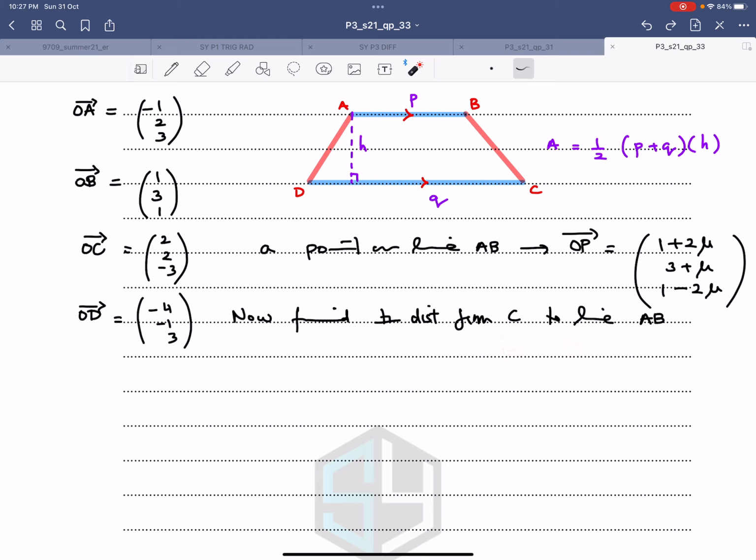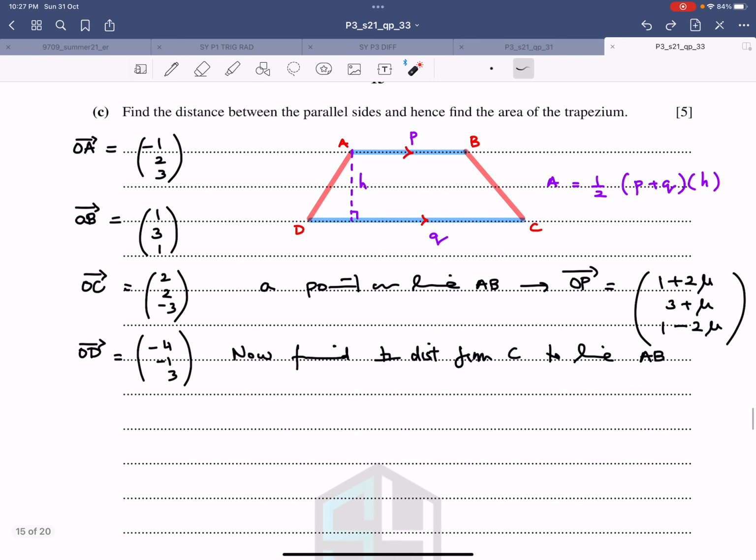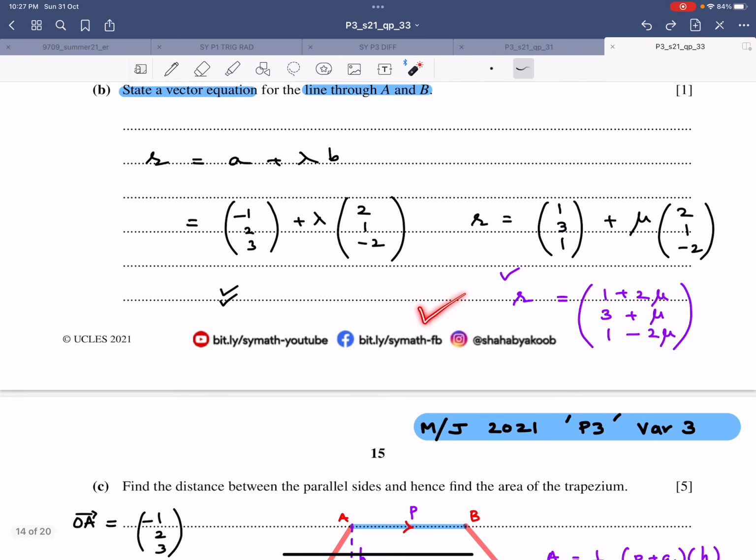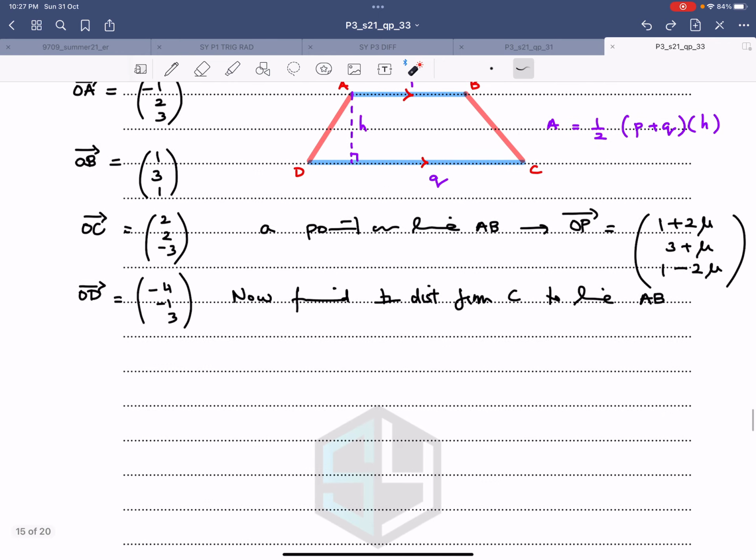Of course we can. Can we find the perpendicular distance from A to DC? Yes. Can we find the perpendicular distance from B to DC? Yes. All these four options are possible. But why am I using the equation of a line AB? Because we have already found this. So let's use this one.